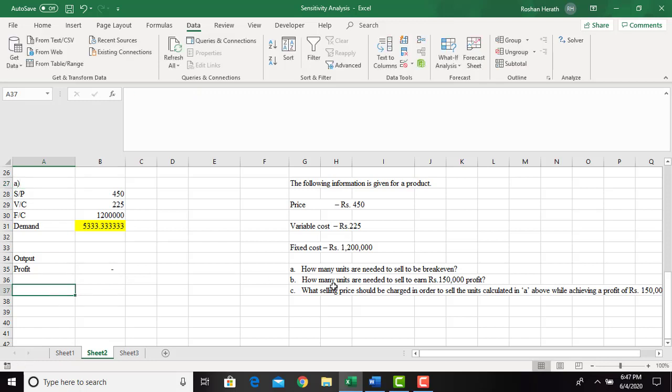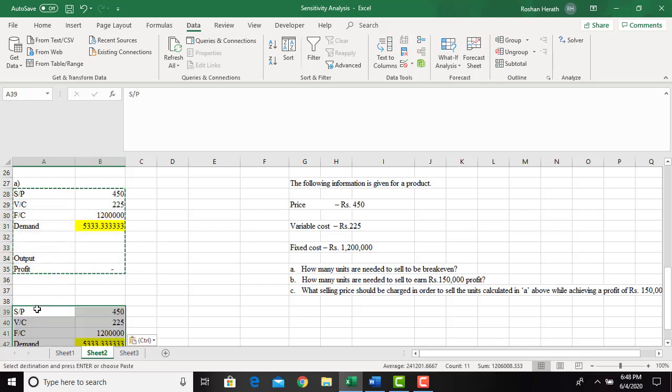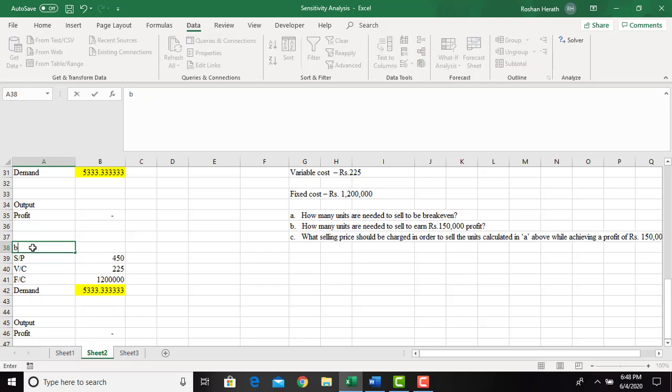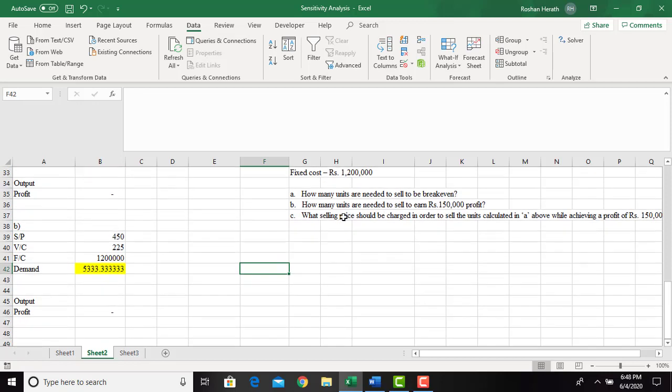Then the second one, how many units are needed to sell to earn a profit of 150,000? You may get the same information because these are different scenarios. So it is part B. Now it asks how many units you need to sell in order to make a profit of 150,000. So now what? You want to make the profit 150,000.